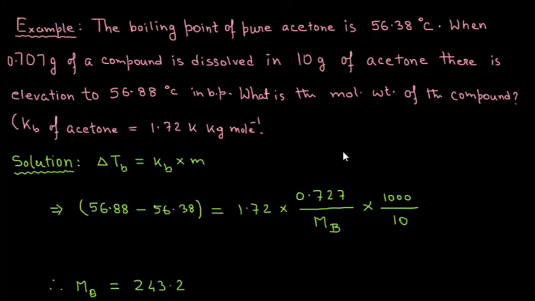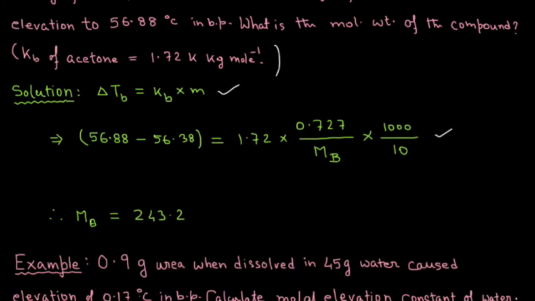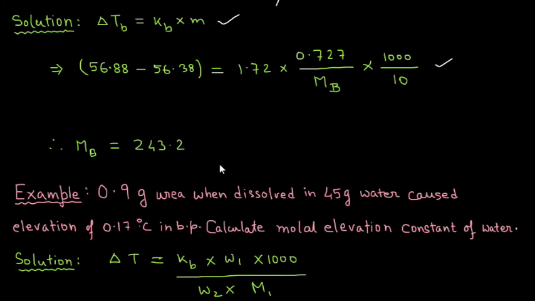Kb of acetone is 1.72 kg per mole. So delta Tb is equal to Kb multiplied by m, which is equal to 56.88 minus 56.38. So delta T is equal to Kb into m, that is 56.88 minus 56.38, which is 1.72 multiplied by 0.707 upon Mb multiplied by 1000 upon 10. So Mb is equal to 243.2.